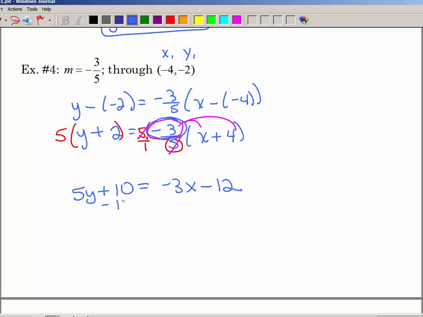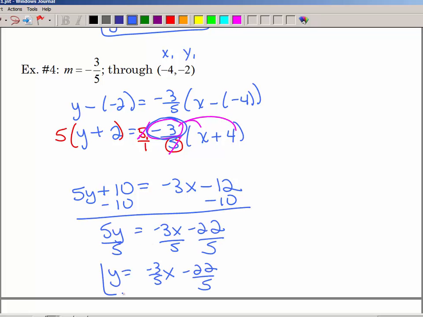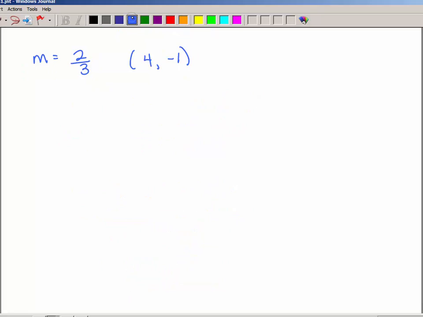You're going to subtract 10 from both sides, and then divide by 5. So there's my answer in slope-intercept form. Notice my slope is -3/5, which is what I started out with. Those should match. If they don't, it means there's a slight mistake somewhere.